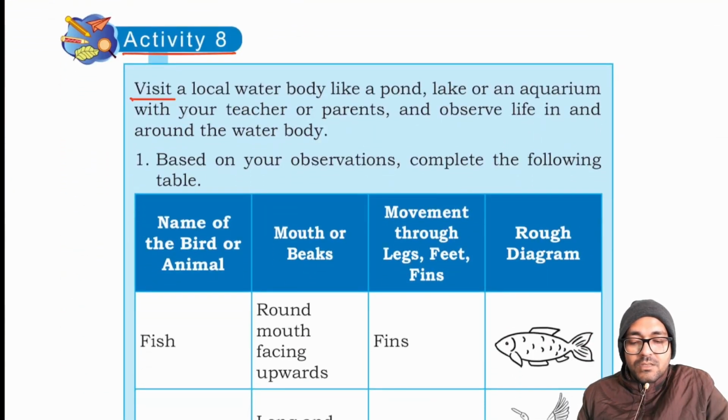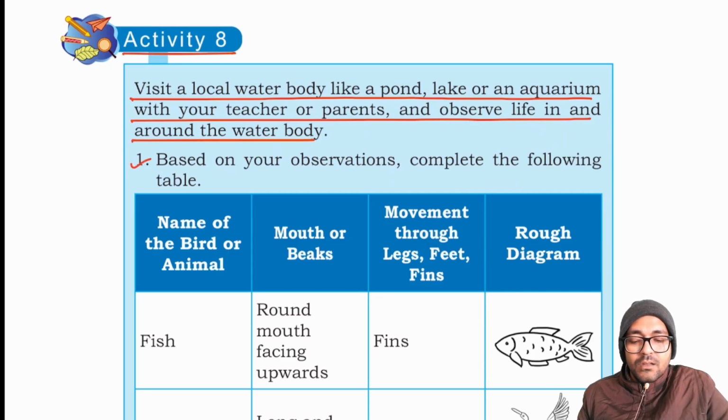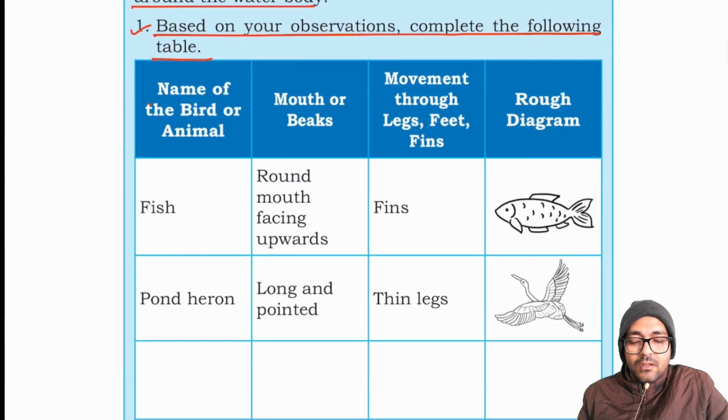Activity 8. Visit a local water body like a pond, lake or an aquarium with your teacher or parents and observe life in and around the water body. 1. Based on your observations, complete the following table. Name of the bird or animal, mouth or beaks, movement through legs, feet, fins, rough diagram. For fish, round mouth facing upwards. Movement through fins. Rough diagram here.